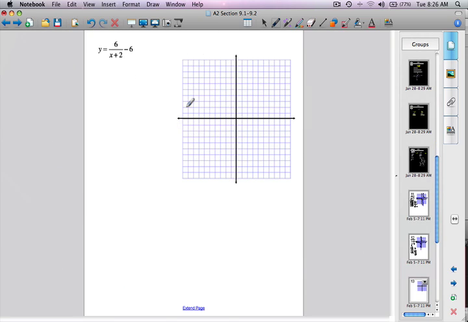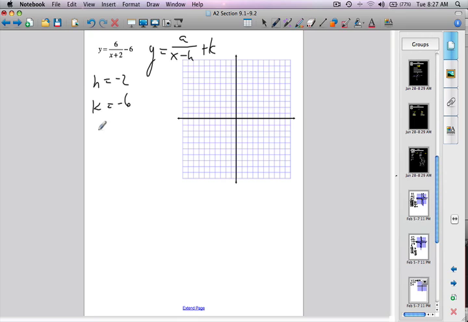Okay, let's do another example. The key here is I want to look at this problem and figure out which form I am in. Well, I don't have any x's in the numerator, so I know that this is y is equal to a over x minus h plus k. And I want to find h and k. Well, in this case, h is equal to -2 and k is equal to -6.